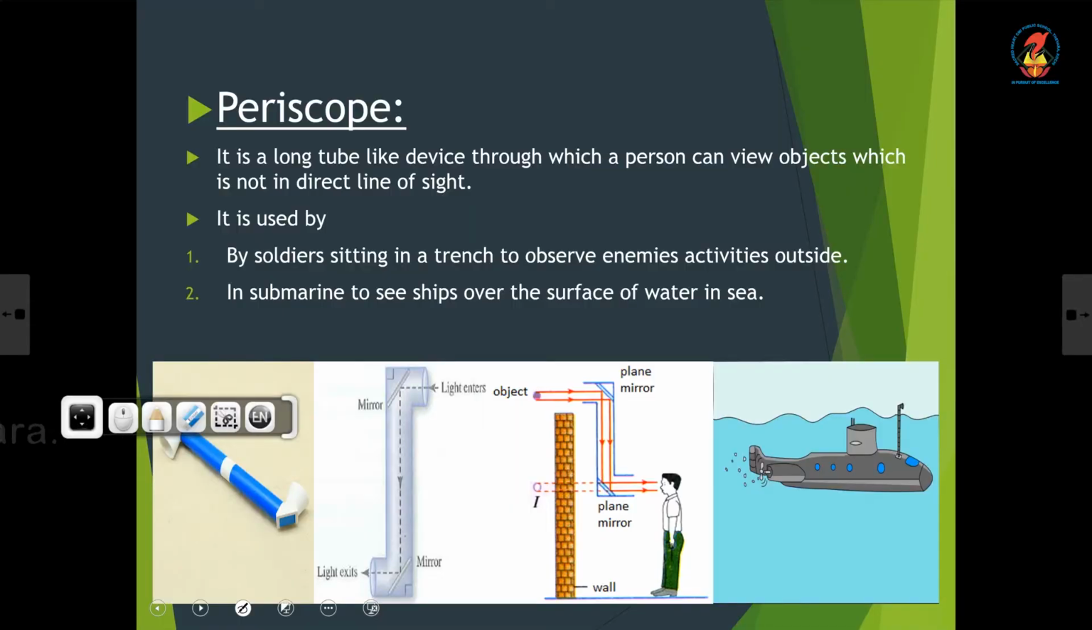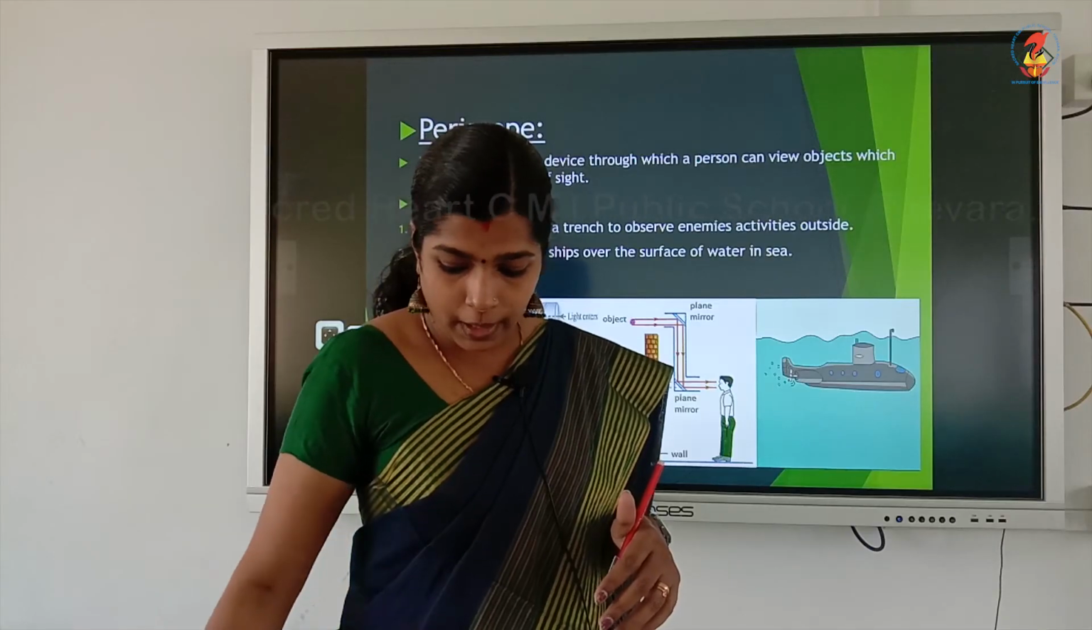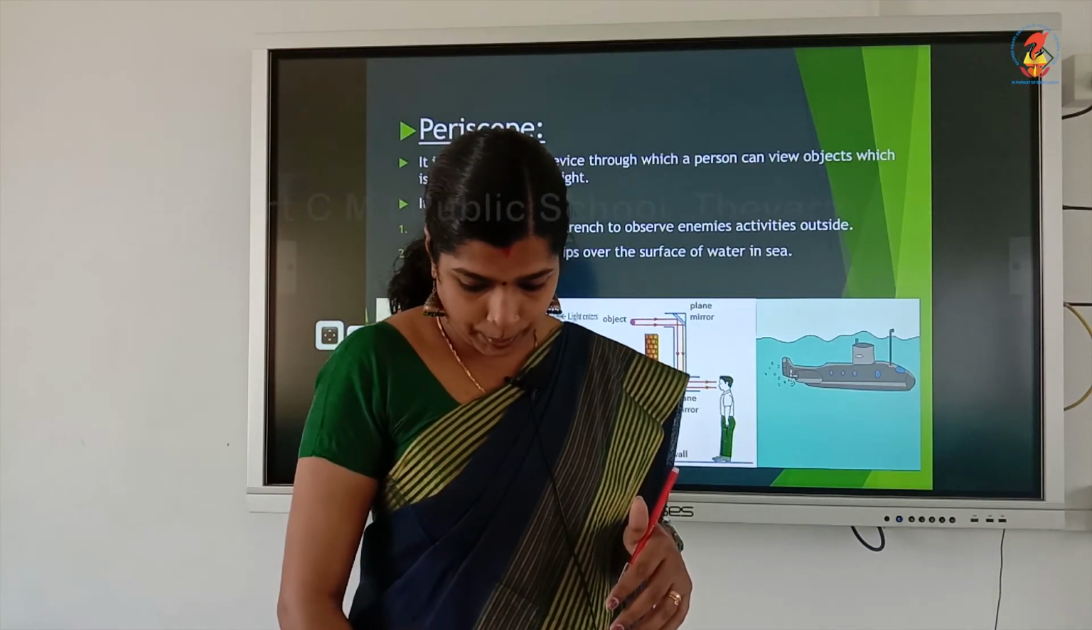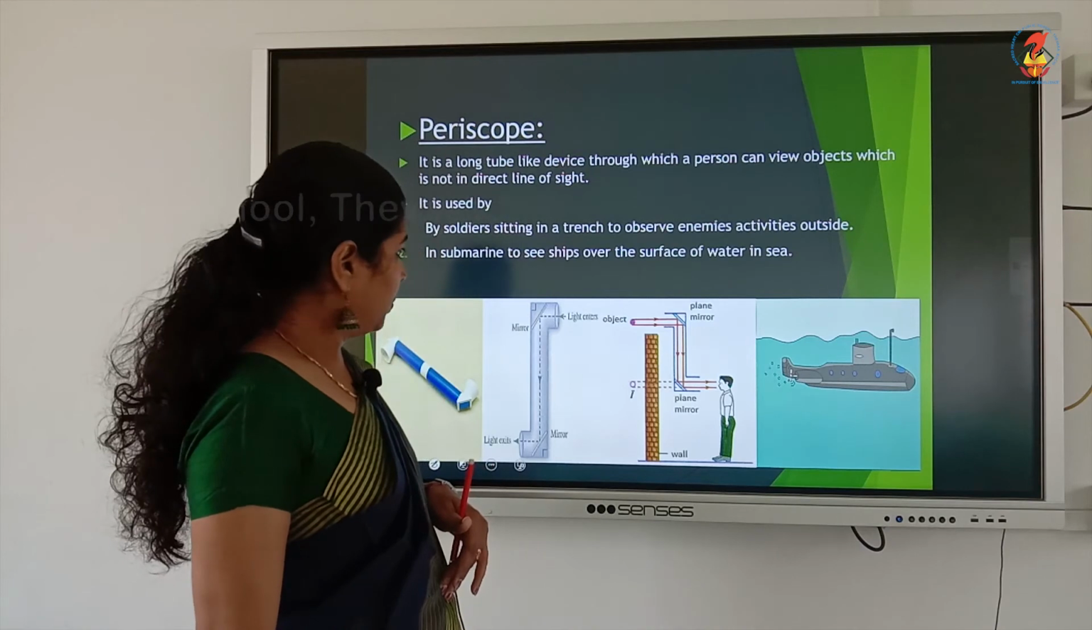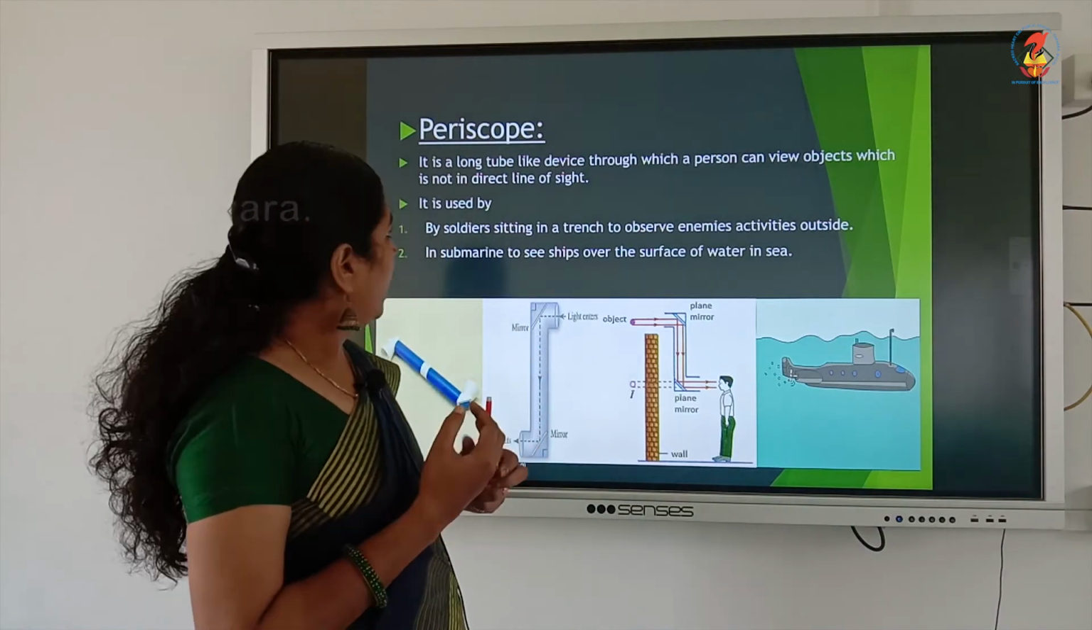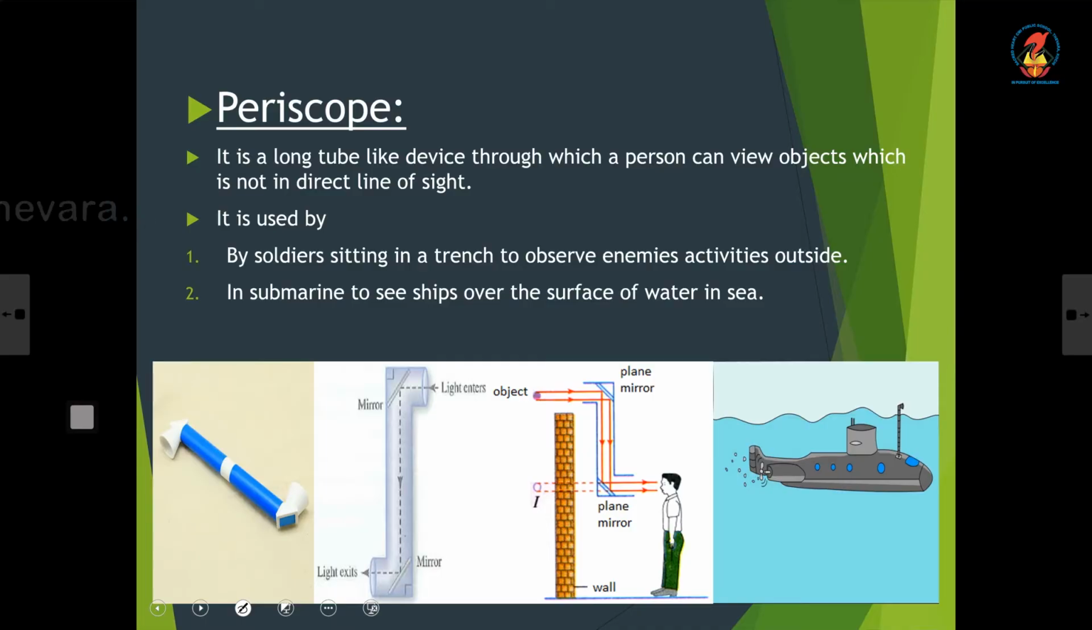Then two instruments use the same principle of multiple reflection of light. One is the periscope and the other one is the kaleidoscope. In a periscope, two mirrors will be there. It's a long tube-like device through which a person can view images which are not in the direct line of sight.